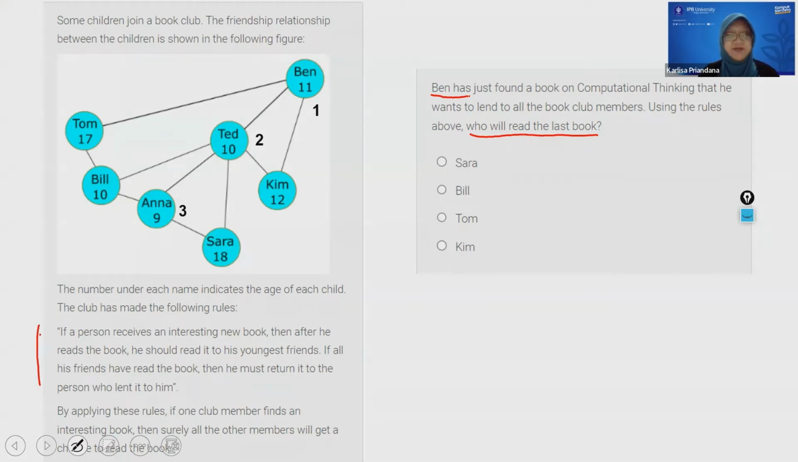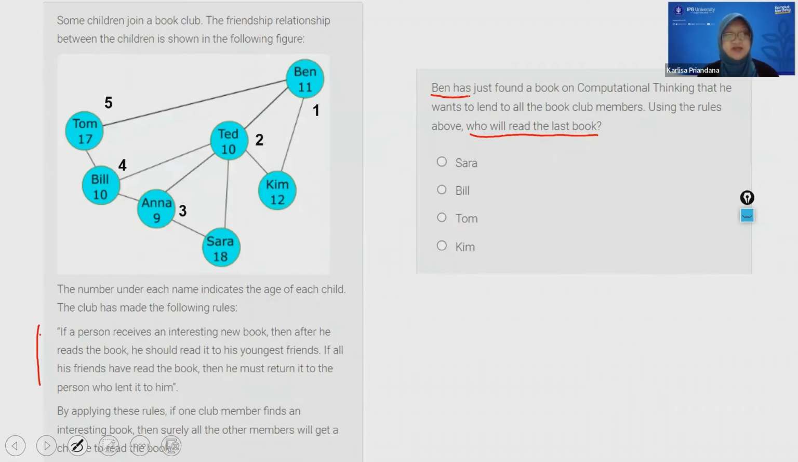Okay, and then Anna will again see her friends, Bill and Sarah. So she will read it to Bill, because Bill is the youngest from her friends. And then Bill will see his friends and then check, because Anna has already read the book, he will read it to Tom. Okay, Tom will read the book then.